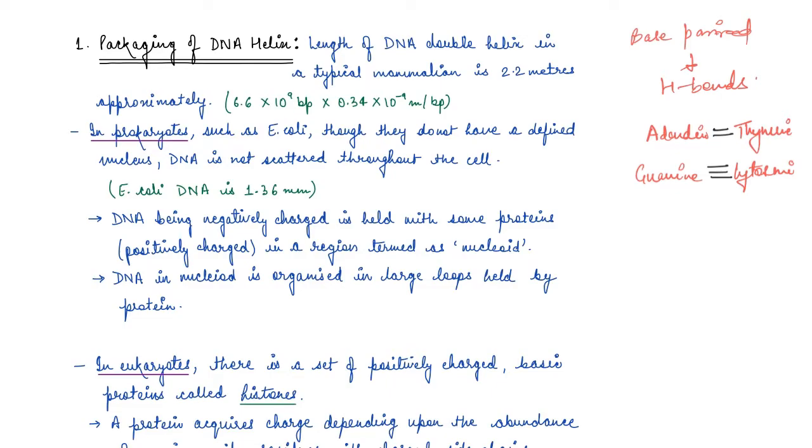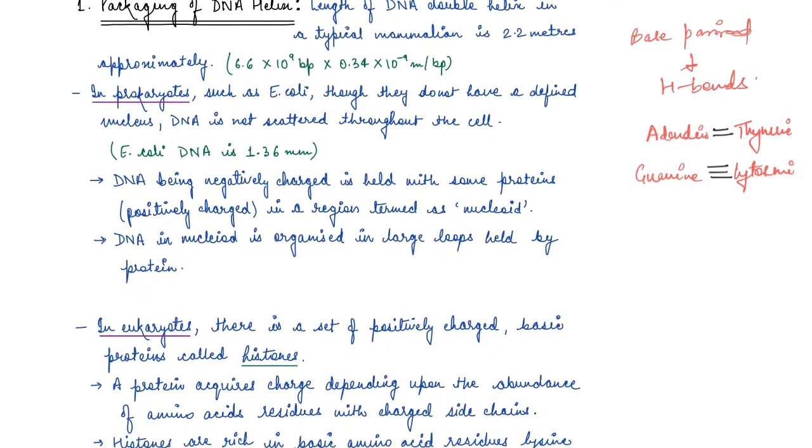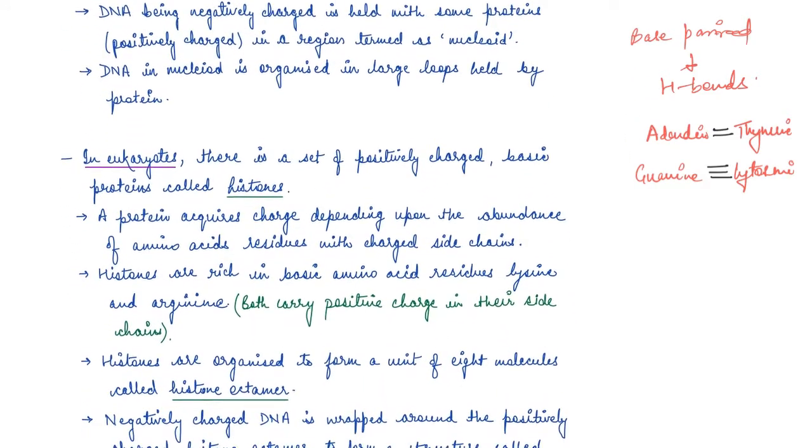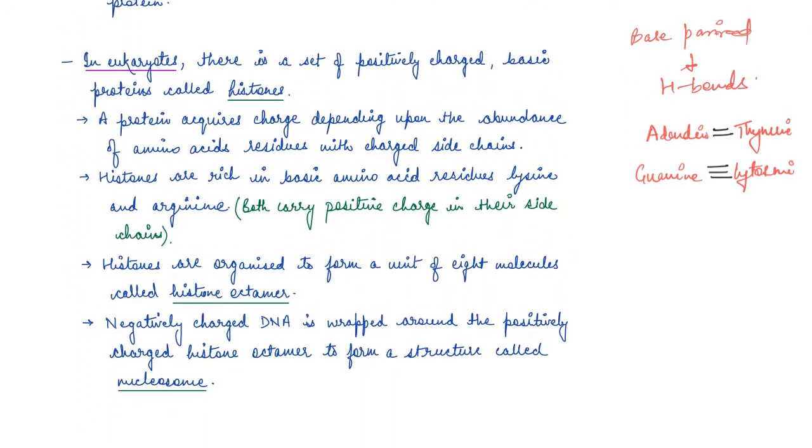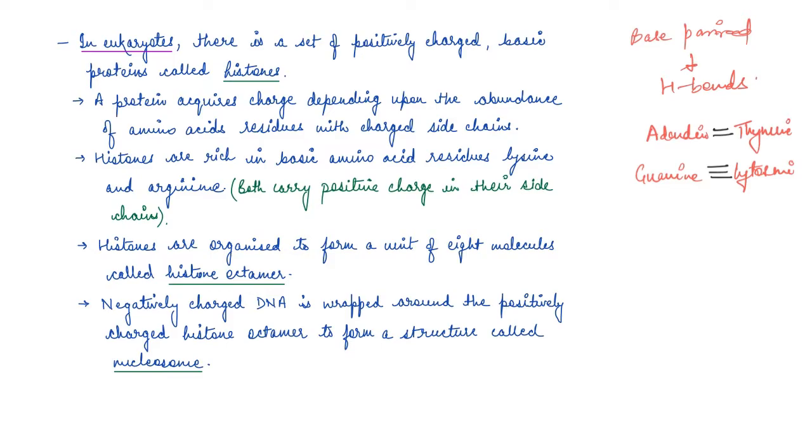Now, what happens in the case of eukaryotes? In eukaryotes, there is a set of positively charged basic proteins. Since DNA is acidic in nature, you need proteins which can bind it, so the protein has to be positively charged. So in eukaryotes, there are proteins which are basic in nature and positively charged. These are known as histones, histone protein.